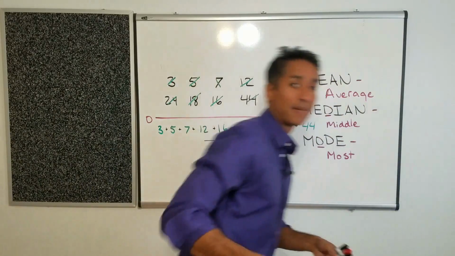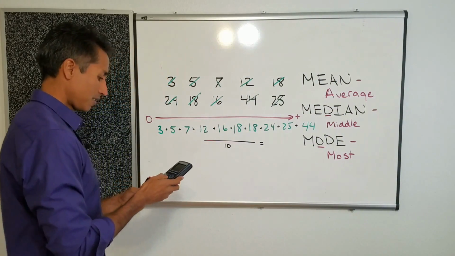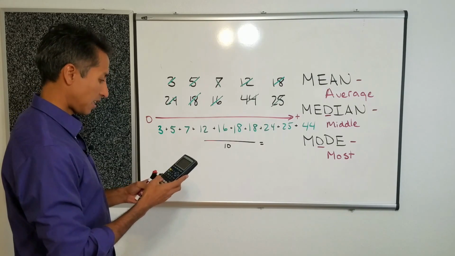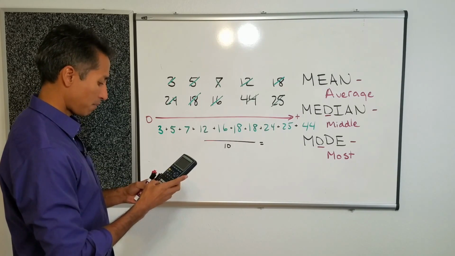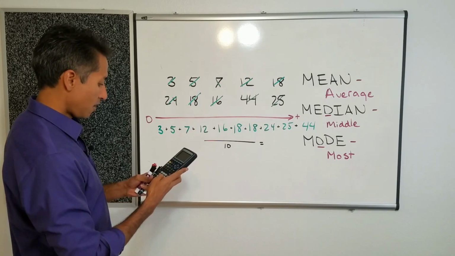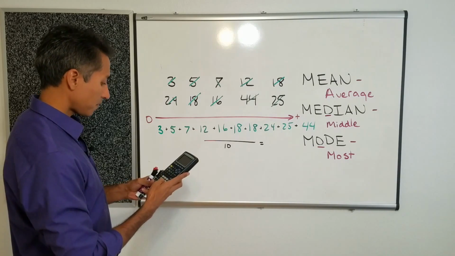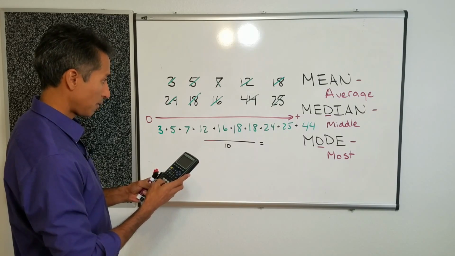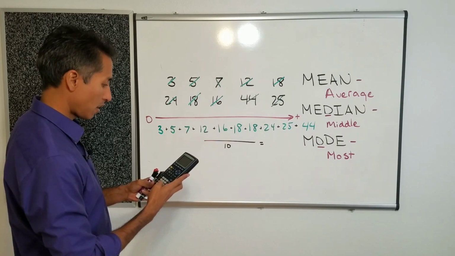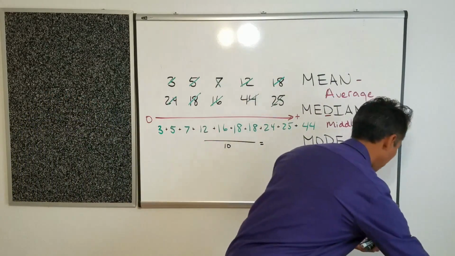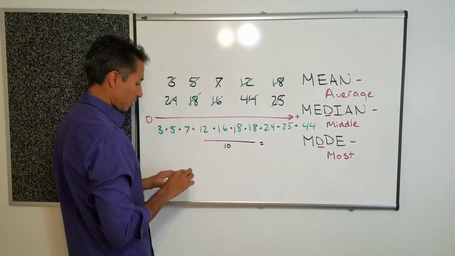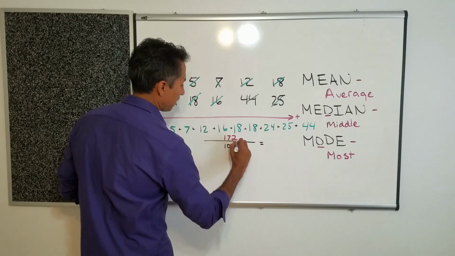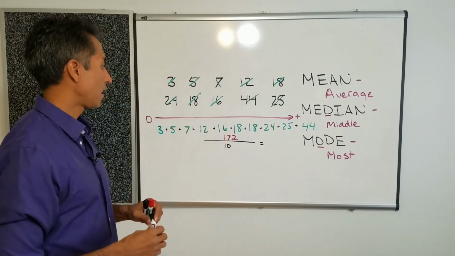Let me get my calculator because I'm not going to do this in my head. We have 3 plus 5 plus 7 plus 12 plus 16 plus 18 plus 18 plus 24 plus 25 plus 44 is 172. Okay, so I got 172.